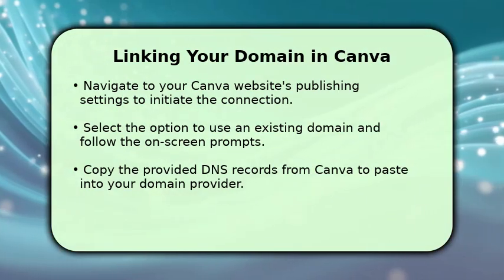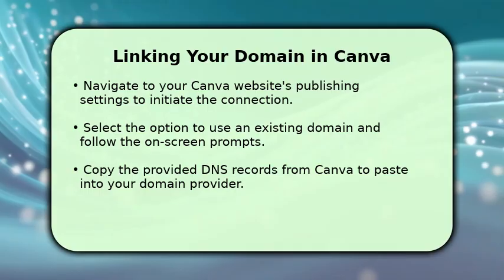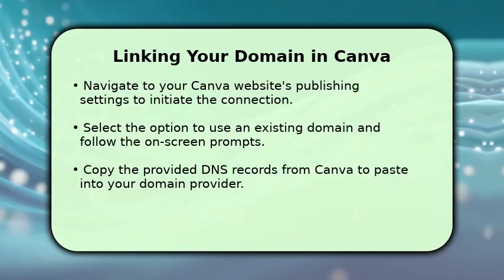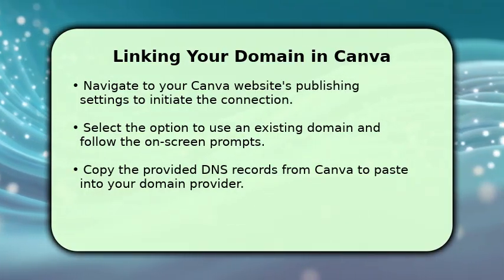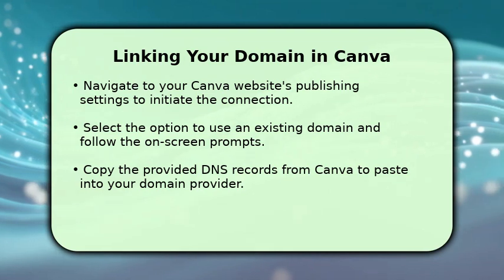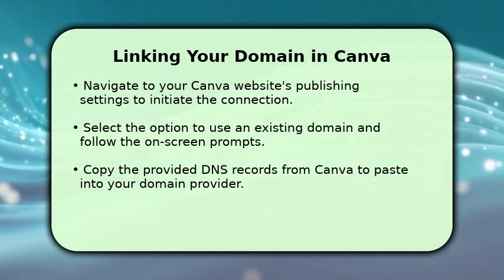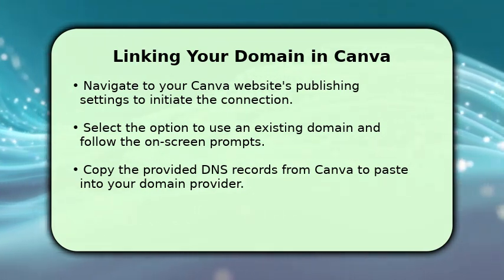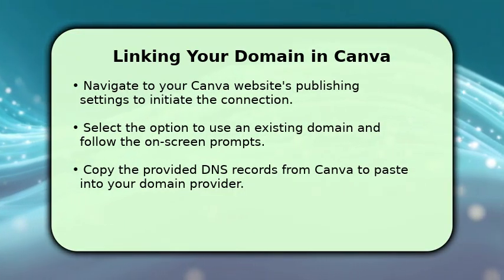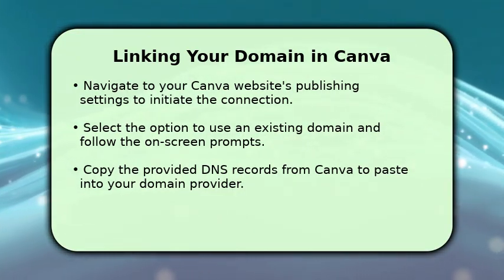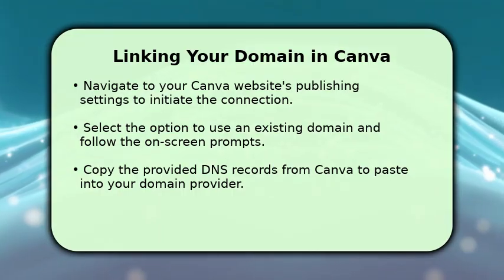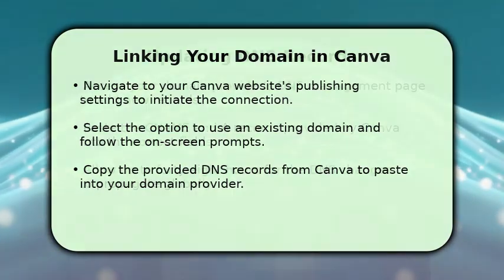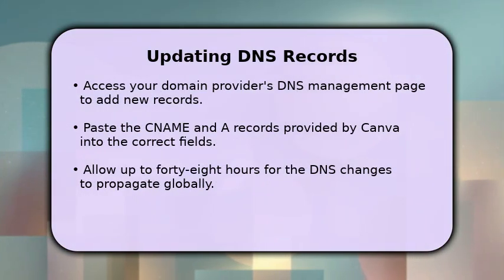Now, let's move into Canva. Once your website design is complete, head to the publishing settings. Here, you'll find an option to connect an existing domain. Canva will then guide you through a few simple prompts. Crucially, it will provide you with specific DNS records, like CNAME and A records, which you'll need to copy for the next step. The final step involves updating your domain provider's DNS settings.